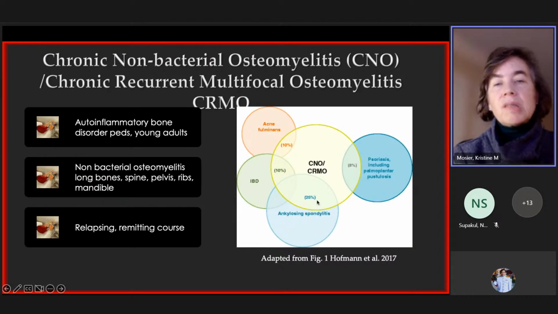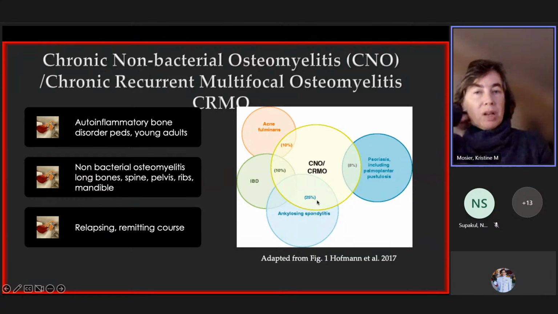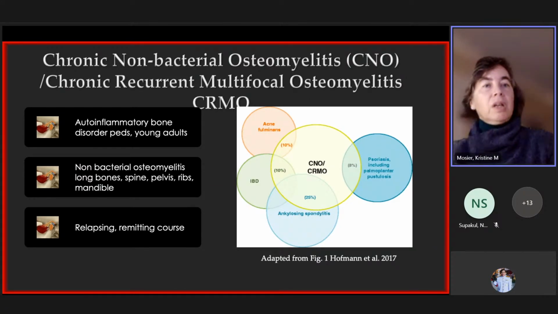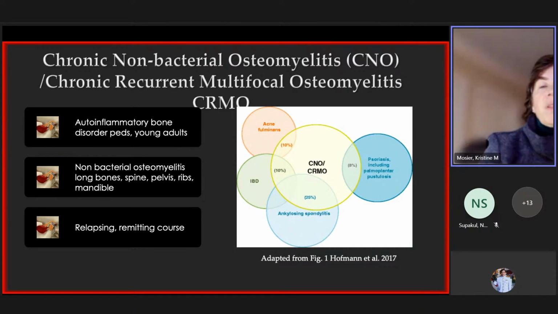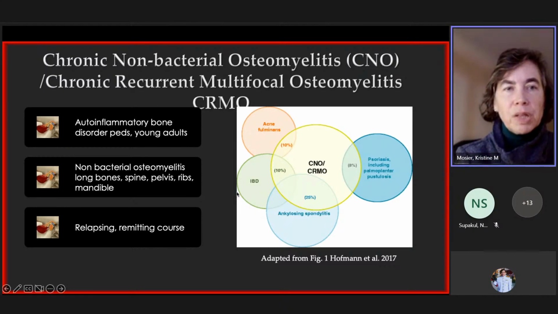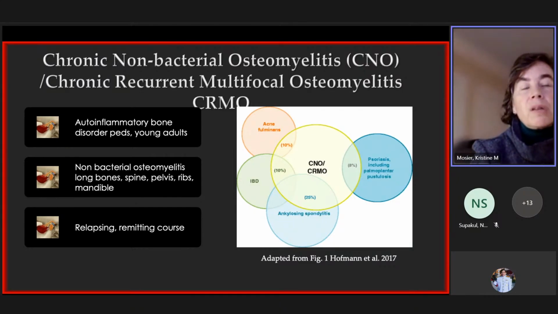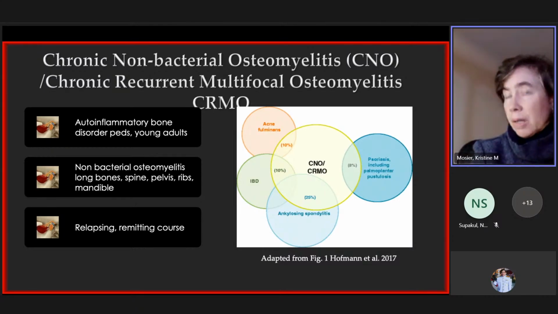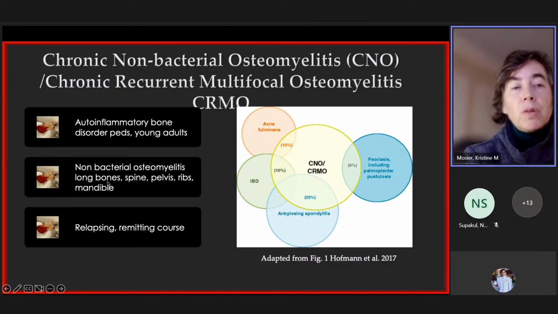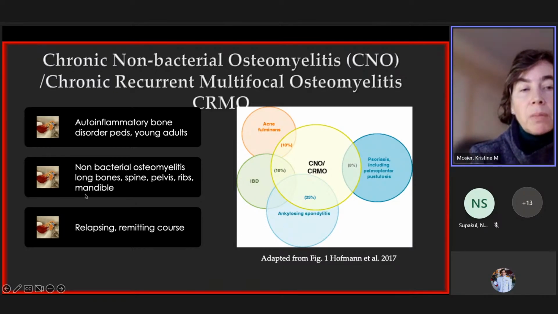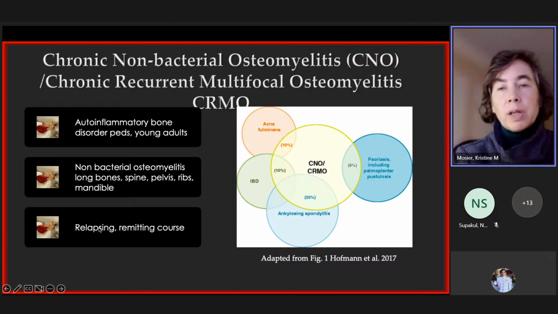So when we think about these inflammatory disorders, and we talked about this Garré's osteomyelitis, one of the things we need to think about is a spectrum of chronic non-bacterial osteomyelitis or chronic recurrent multifocal osteomyelitis, as we see here. So these are autoinflammatory osseous pathologies that we, again, typically see in the pediatric population or young adults. It is a non-bacterial osteomyelitis that typically involves the long bones and the spine. We also will see it in the mandible. And it has this relapsing remitting course.